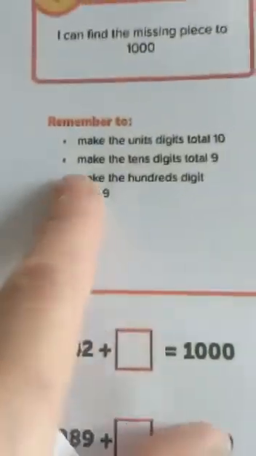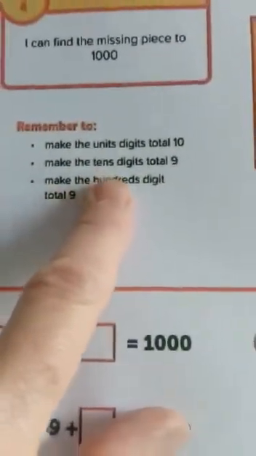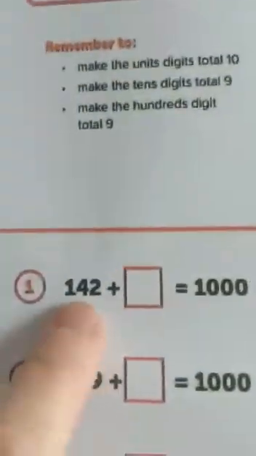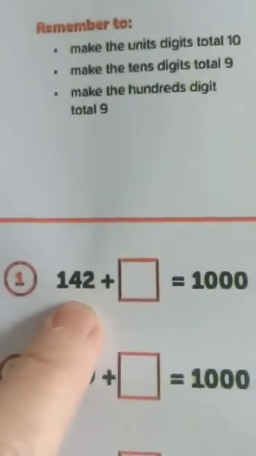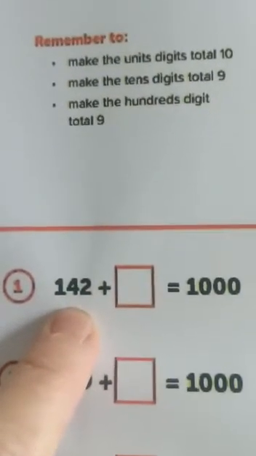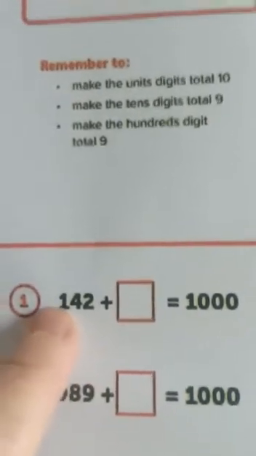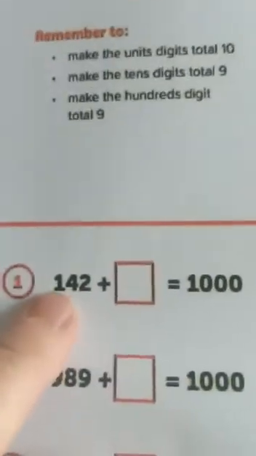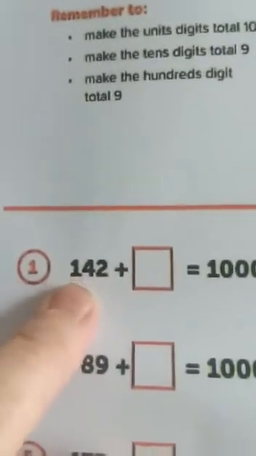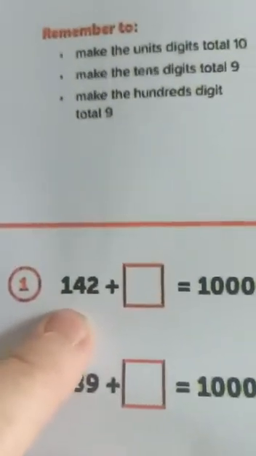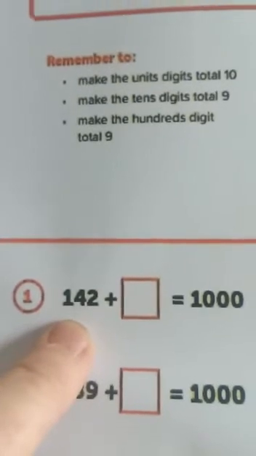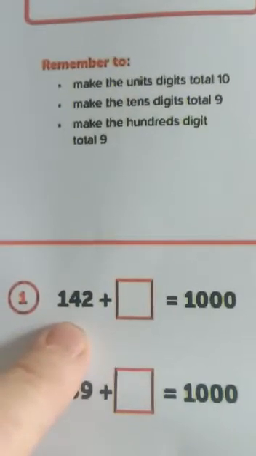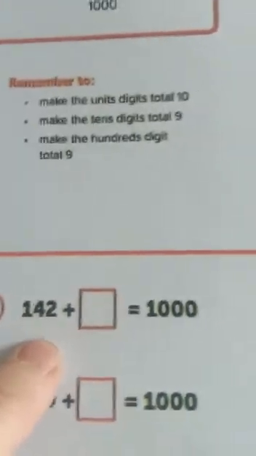4 is in the 10s, so you make the 10s digits total 9. So 5 goes with 4 to get 9. So that's 5 10s and 8 units. And then make the hundreds digit total 9. So there's 142 up to 9 is 8. So it should be 858. Yes. Okay, see how you get on with that.